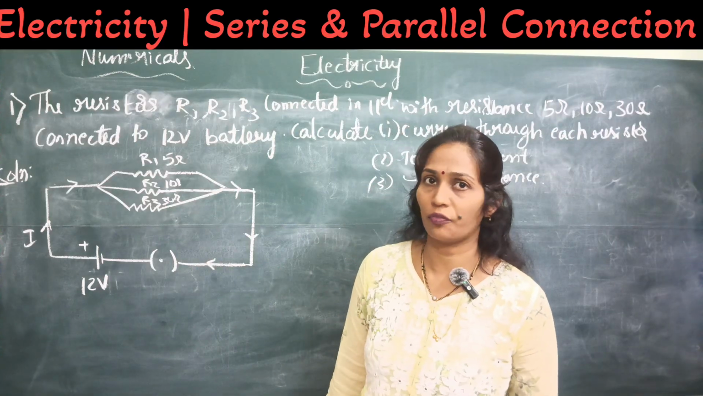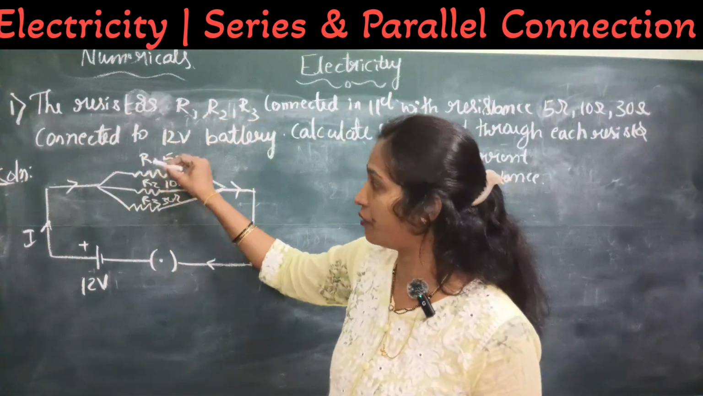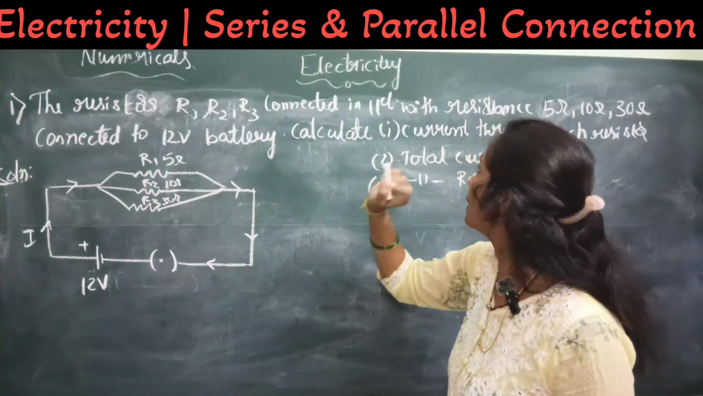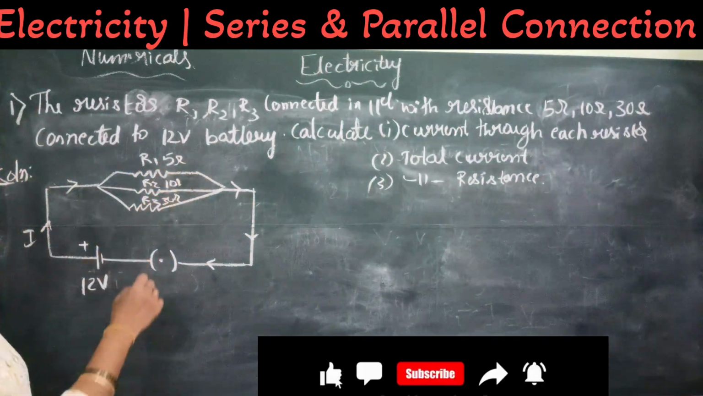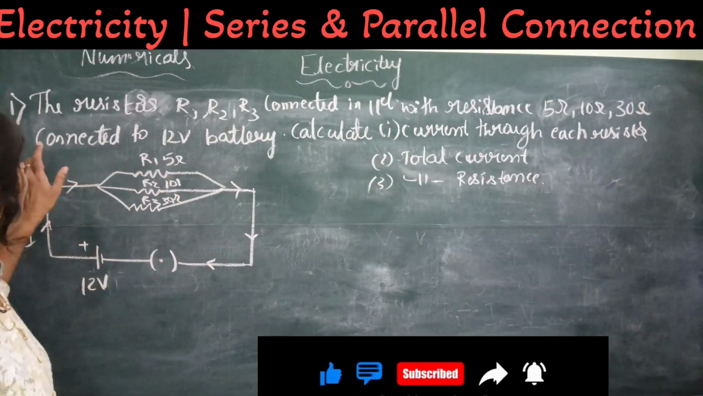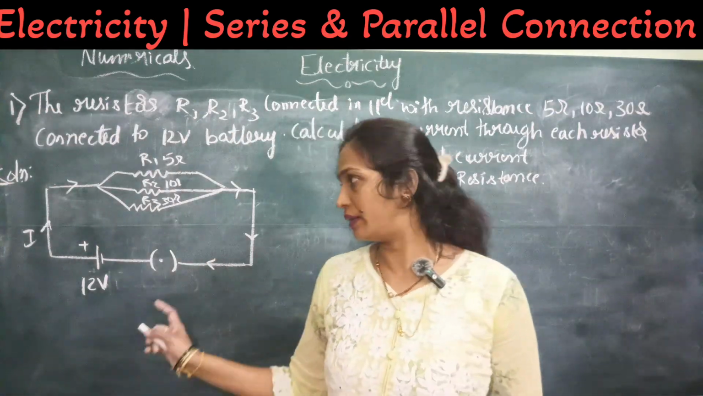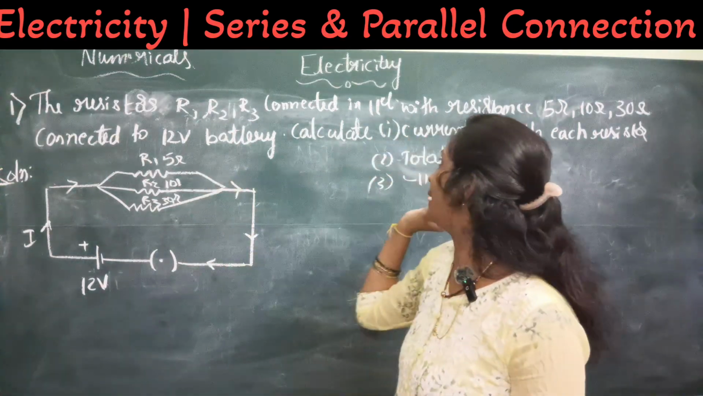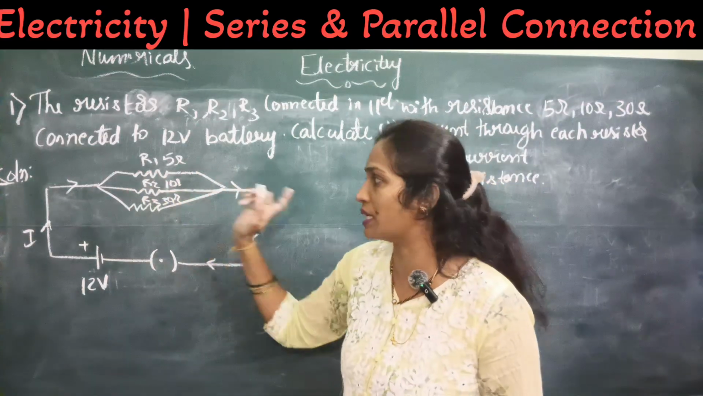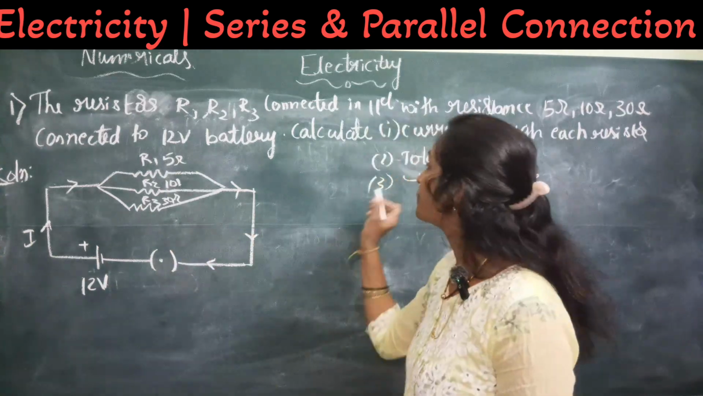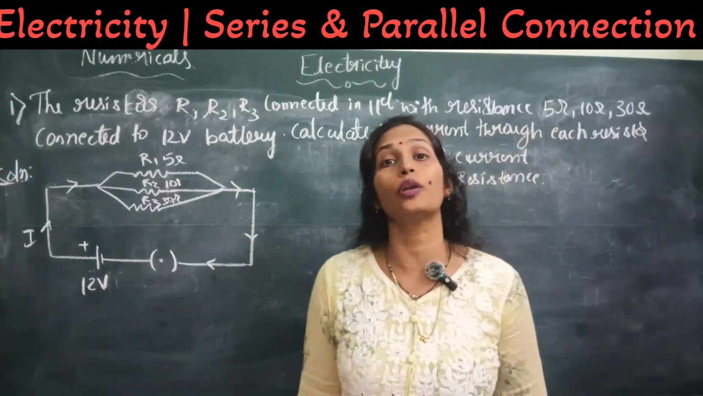Let's move on to the numerical part of the parallel connection, guys. What they have given: the resistors R1, R2 and R3 are connected in parallel. How much resistance is there for each resistor? 5 ohm, 10 ohm and 30 ohm respectively. And they are connected to how much voltage, guys? A 12 volt battery. And we need to calculate the individual current passing through R1, R2 and R3, and the total current. We need to add all those currents, and lastly we need to calculate the total resistance.